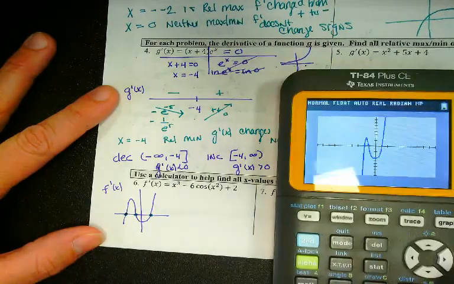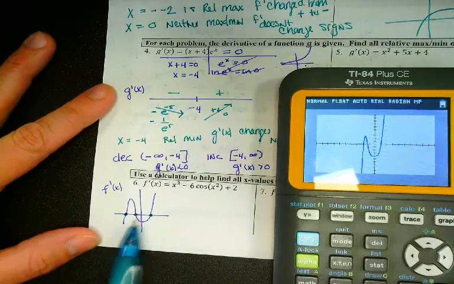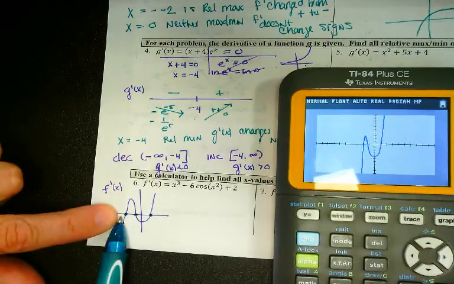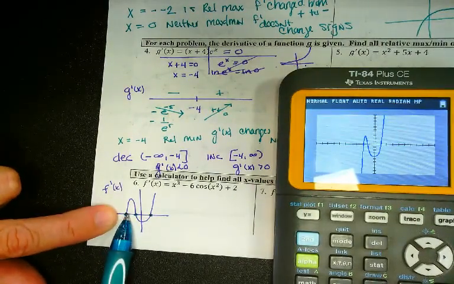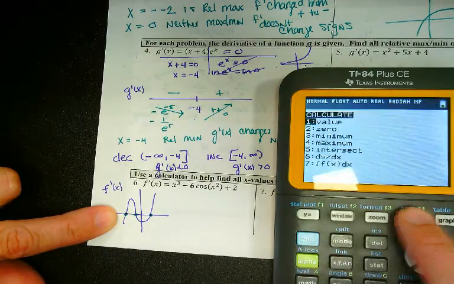And I want all maxes and mins. Are each one of these going to be a max or a min? Yes, they're all changing signs. So let's go get the first one. Does anyone remember what the feature is called you have to use? 0, yep. So second trace 0.